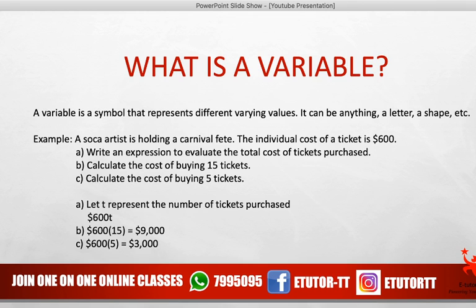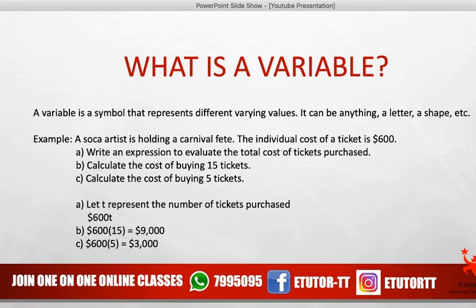So for A, write an expression to evaluate the total cost of tickets purchased. Let T represent the number of tickets purchased. So that'll be 600T, which means 600 times T. And B, calculate the cost of buying 15 tickets. So now, you know T represents the number of tickets purchased. So you just have to multiply the 600 by the 15 and you get $9,000. So $9,000 is the cost of buying 15 tickets.